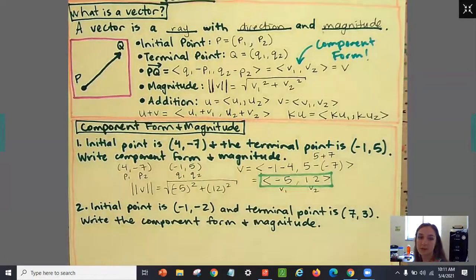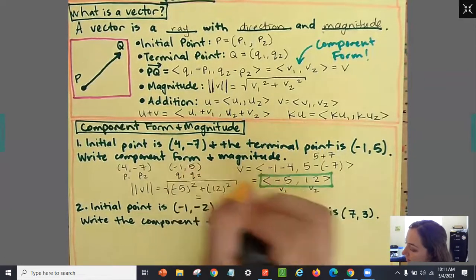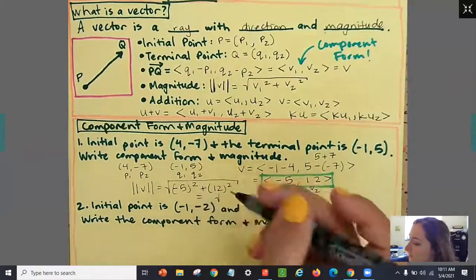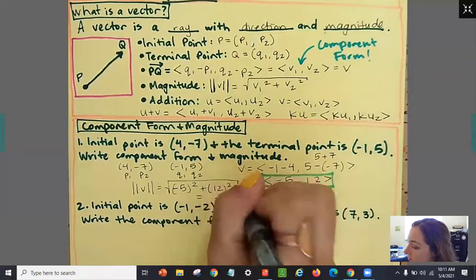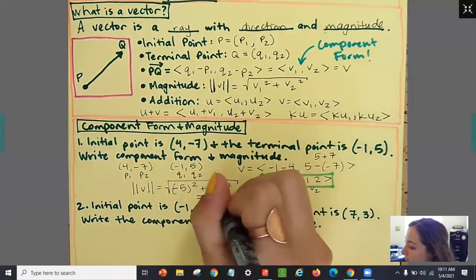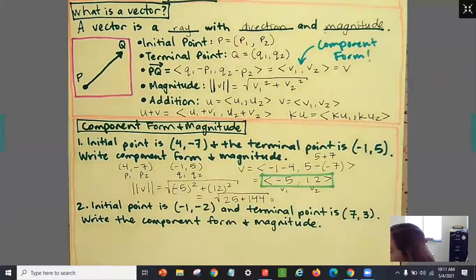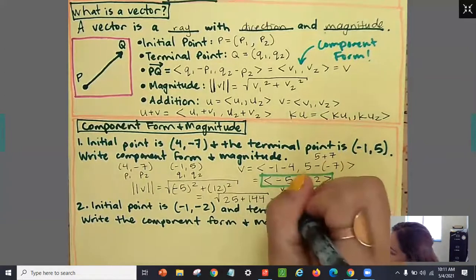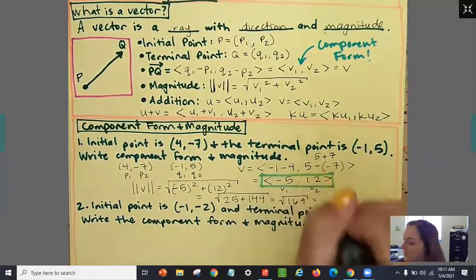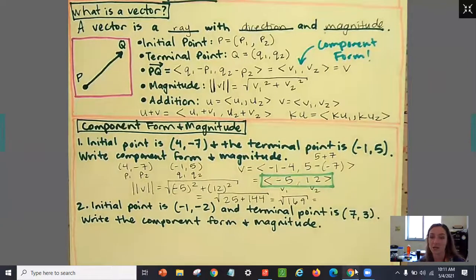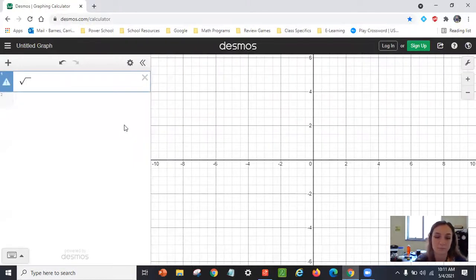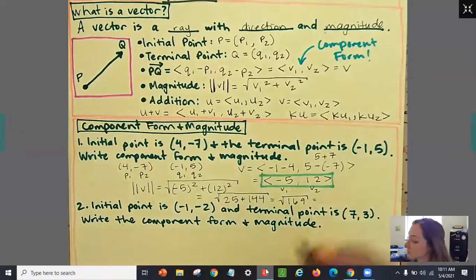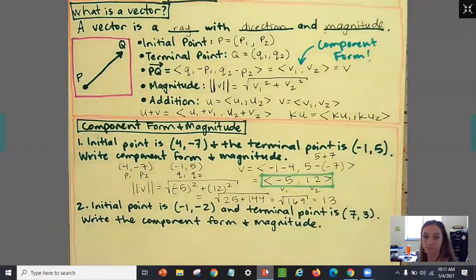So we're just going to simplify this now. So let's go type this into a program and figure out what this is equal to. Or we can just do it here. -5 squared, that's going to be +25. 12 squared is 144. So this is going to be the square root of 25 plus 144. That is going to be the square root of 169. And I believe that is 13, but let's go double check. Yes, that's going to be 13. All right, so the magnitude of our vector is going to be 13.